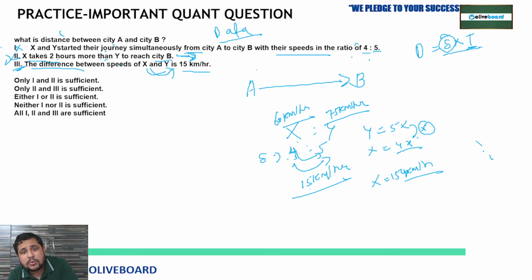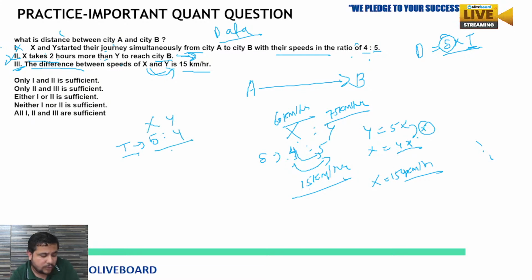So 2 hours more. So their time ratio would be what? If the speed ratio is given and the distance is the same, then you can consider the time ratio also, just opposite to the speed ratio. That would be 5 is to 4 now for X and Y. Clear to all of you?